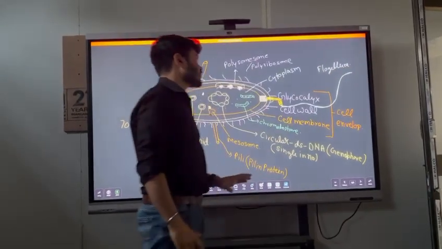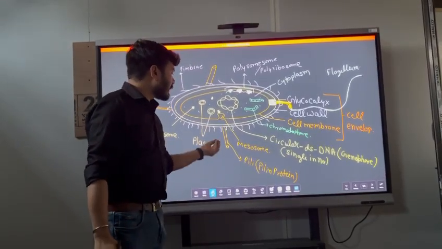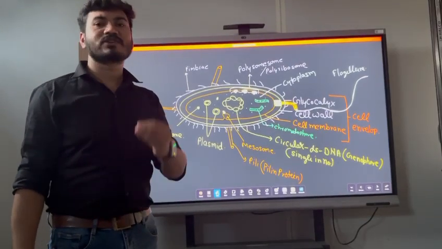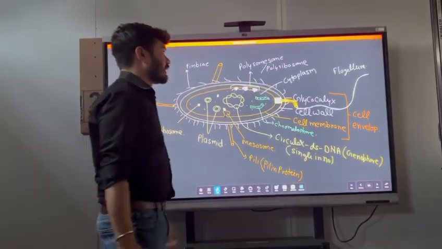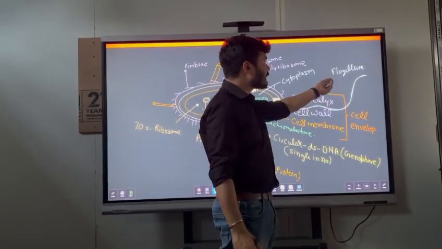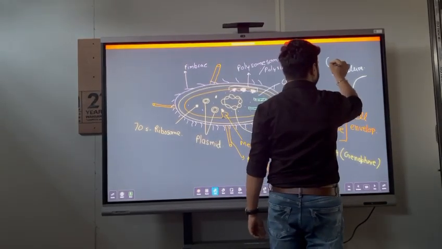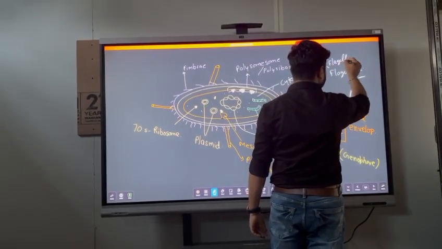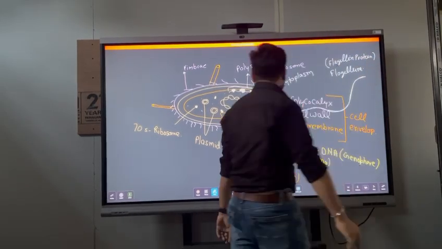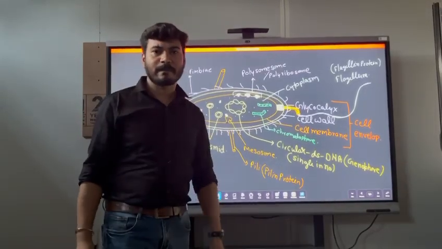There are three surface structures. First, fimbriae. Second, pili. Pili help in conjugation, or you can say a sort of sexual reproduction in bacteria. Third, flagella help in locomotion, and they are also composed of a very special type of protein, the flagellin protein. Okay, students, this is the very simple structure of a typical bacterium cell.